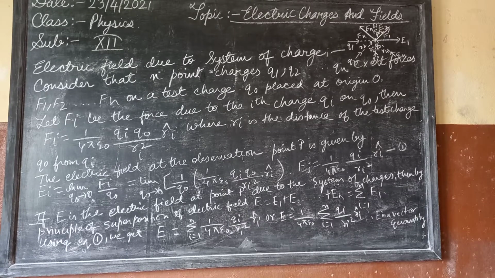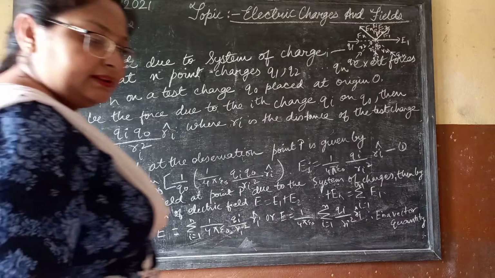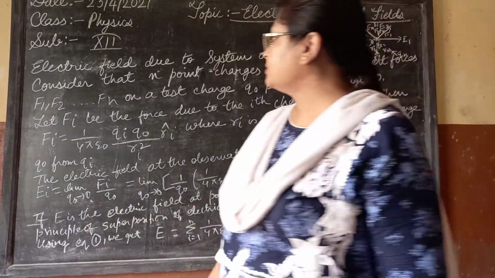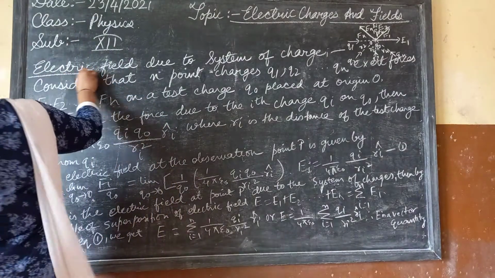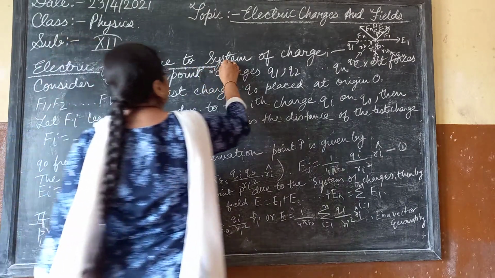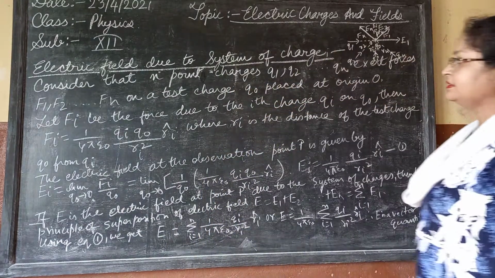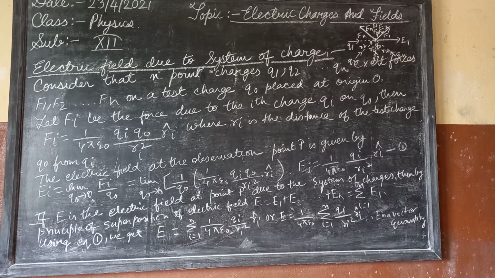Okay students, so let's do this particular topic, that is electric field due to a system of charges. As the name suggests, previously we have done electric field due to a point charge, and for a point charge we know the magnitude from Coulomb's law itself very well.